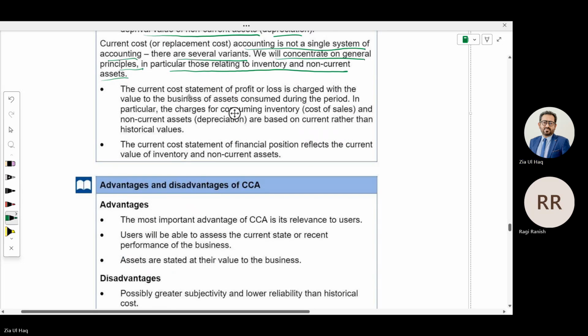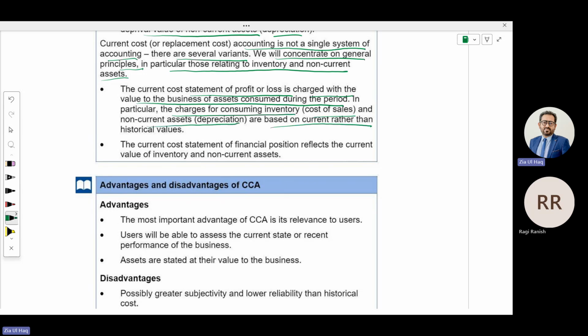The current cost statement of profit or loss is charged with the value to the business of assets consumed during the period. In particular, the charge for consuming inventory, cost of sales, and non-current asset depreciation are based on current rather than historical value. It is resolving the issue of overstatement of profit relating to the historical cost basis. The current cost statement of financial position reflects the current value of inventory and non-current assets, meaning assets will not be understated.